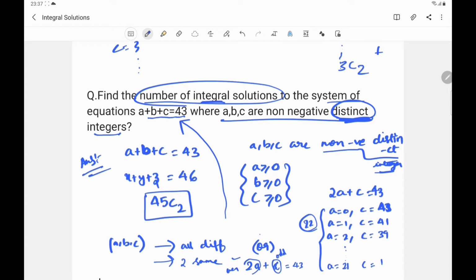So out of 45 C2 which I got earlier, I need to subtract 22 into 3. Why 3? Because if we take this case, we are writing 0, 0, 43, that is a, b, c to be 0, 0, 43. These three can be arranged among themselves in 3 factorial by 2 factorial, which is nothing but 3 ways. So that's why it is 22 multiplied by 3.